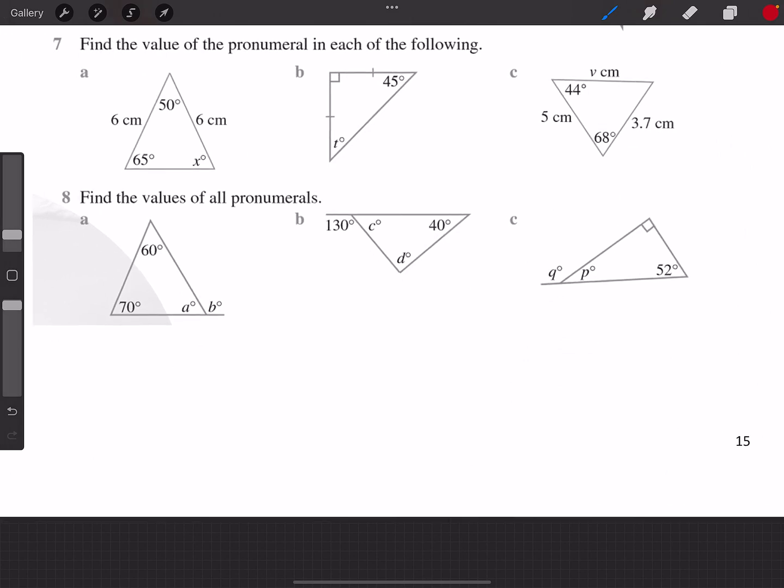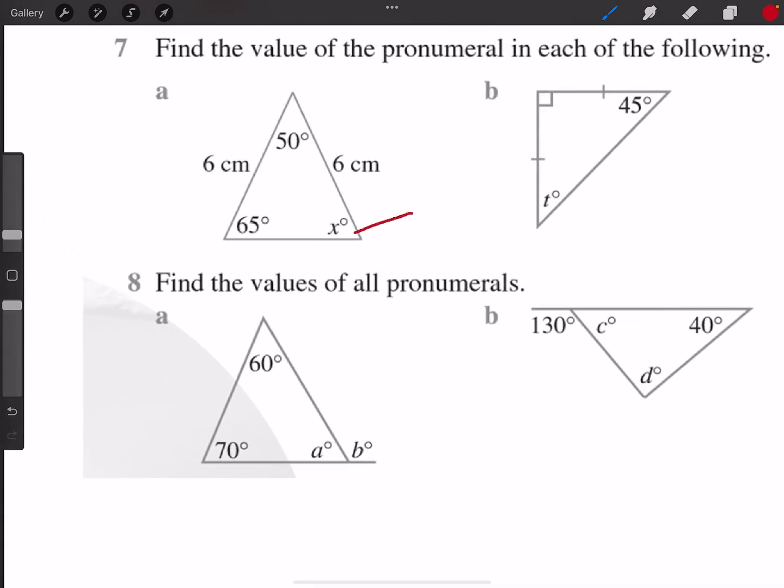Okay, question 7. Find the value of the pronumeral in each of the following. So you need to find the value of this x here, this t here, and so on. All the letters. Okay, so x. Now we know this is an isosceles triangle because that one is 6. That's 6. Both of these lengths are the same. So if both the lengths are the same, then both angles at the bottom must also be the same. So x must equal 65 degrees.